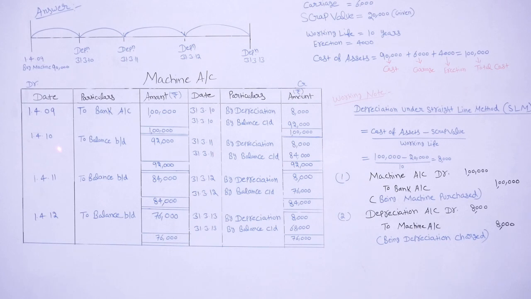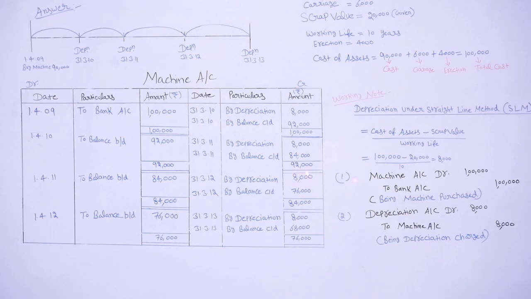On 1st April 2010, to balance brought down 92,000. Again there is no sale or purchase in the second year, so we will charge depreciation only. On 31st March 2011, by depreciation 8,000. On 31st March 2011, by balance carried down 84,000. This balance will be brought down to the next year. On 1st April 2011, to balance brought down 84,000. Again in the third year there is no sale or purchase, so we charge only depreciation. On 31st March 2012, by depreciation 8,000. On 31st March 2012, by balance carried down 76,000.